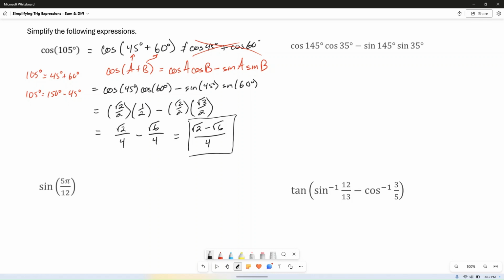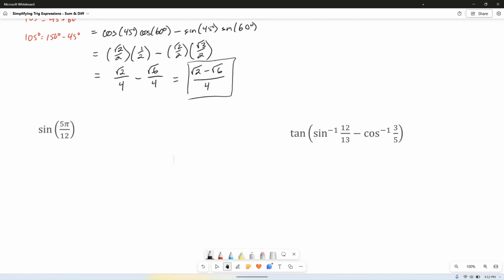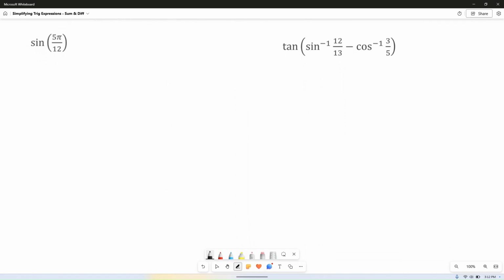All right, what if we tried doing sine of 5 pi over 12? So again, 5 pi over 12 is not one of our unit circle angles. So can I write 5 pi over 12 as the sum or the difference of two other values that are?